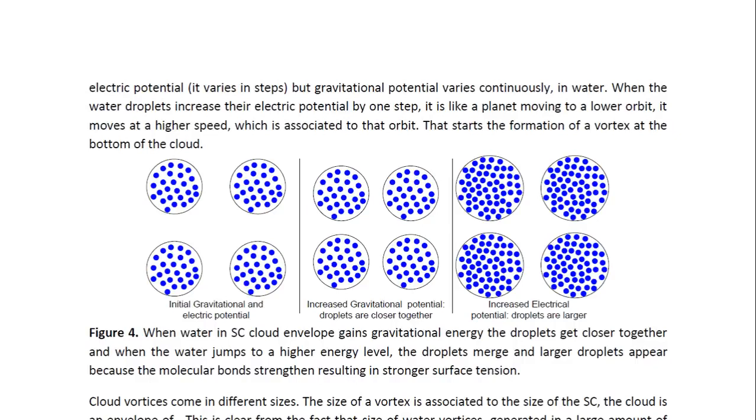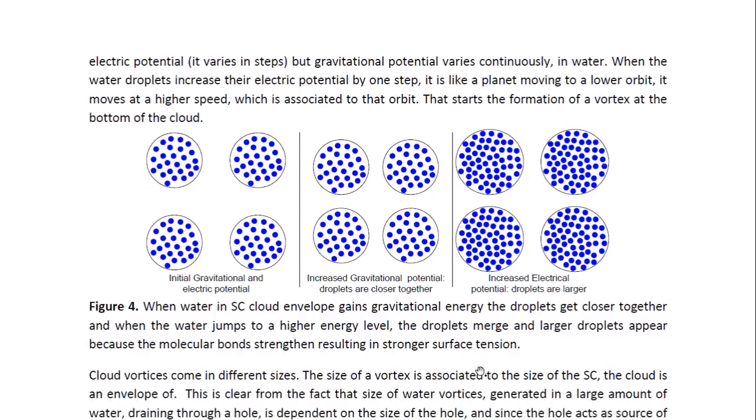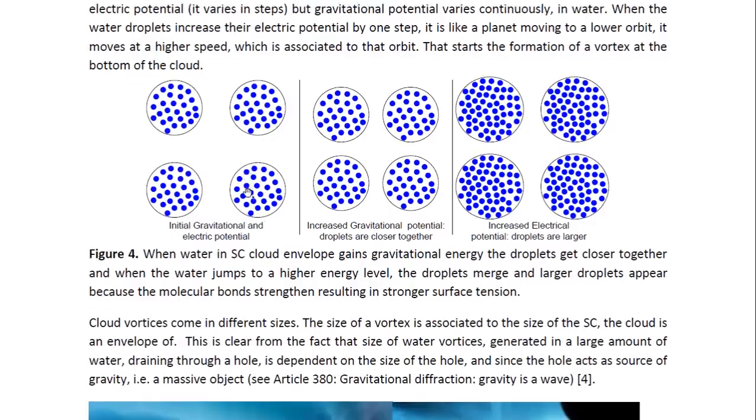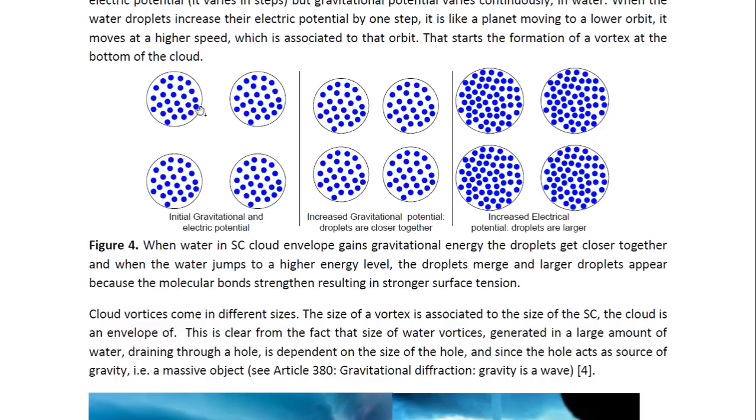That starts the formation of a vortex at the bottom of the cloud. And this illustrates how water droplets change their energy levels. So this would be the water droplets initially: small water droplets with several water molecules inside them, separated by a certain distance from each other. So this would be the initial gravitational and electric potential. You can see the same droplets, same size, but now they're closer together. And that means that the gravitational potential has increased.